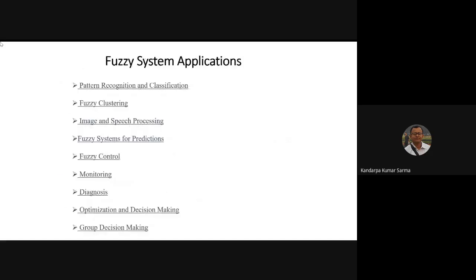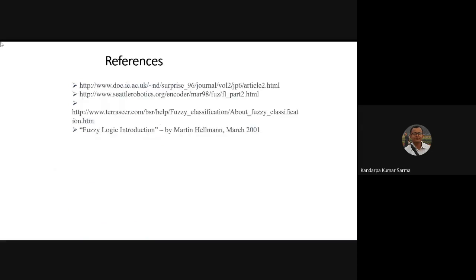So where do we use fuzzy logic systems? In all domains. These are pattern recognition and classification, fuzzy clustering, image and speech processing, fuzzy systems for prediction, fuzzy control, monitoring, diagnosis, optimization, and decision making, group decision making. Here are some of the references.